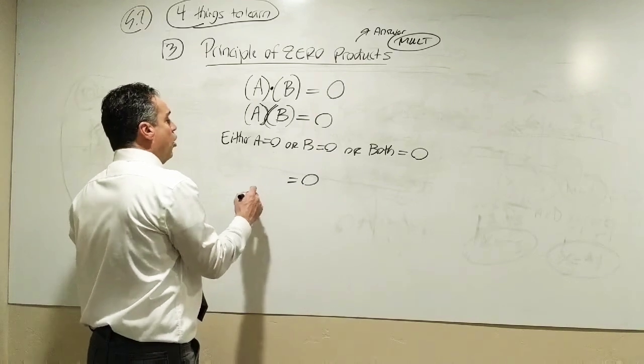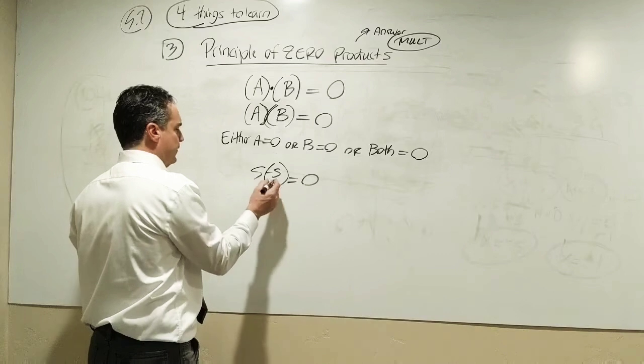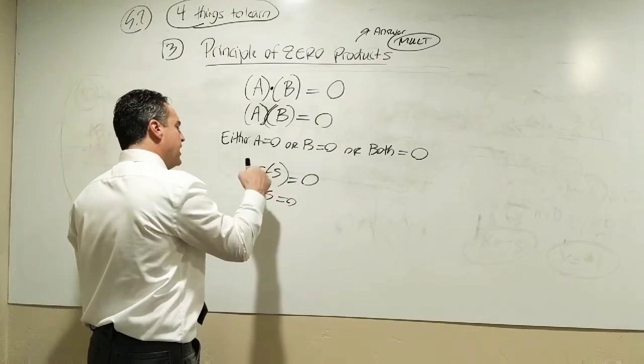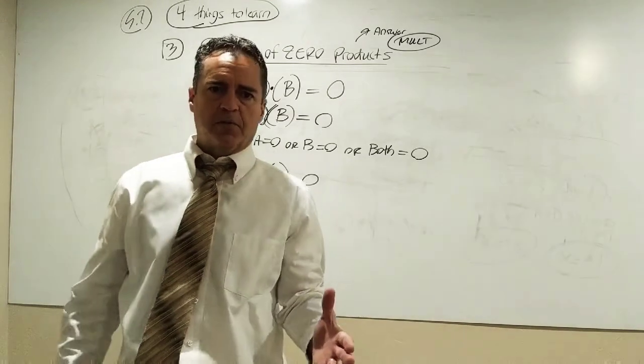Some people say, oh, Brother Rich, I got you. 5 times negative 5 will make that. No, 5 plus negative 5 makes 0, but 5 times negative 5 makes negative 25. Something has to be 0 over here for the product to be 0. That is the principle of zero products.